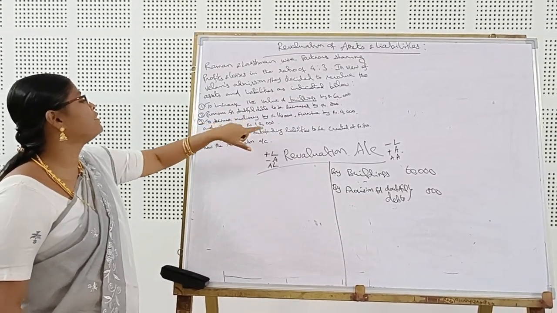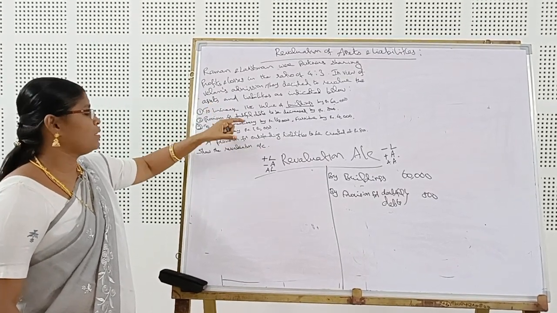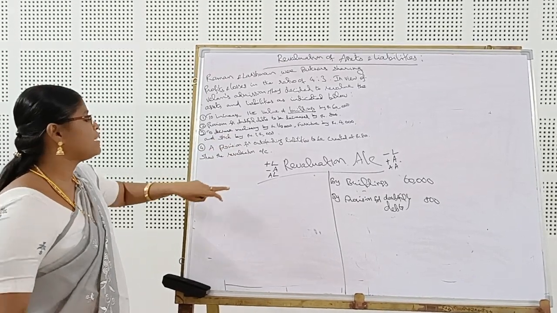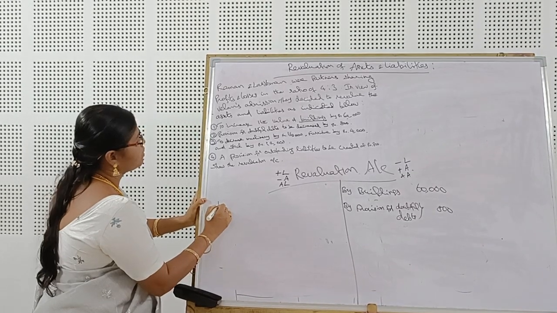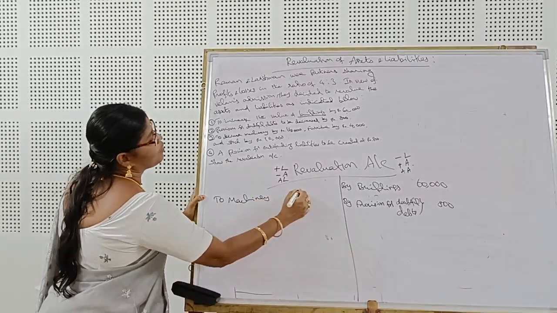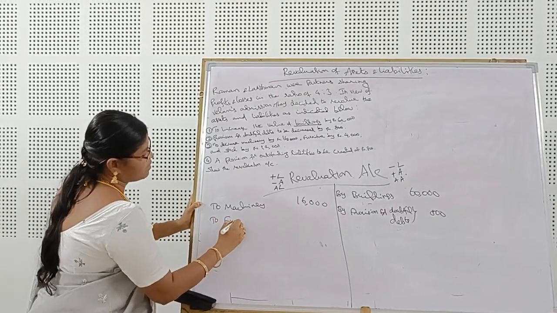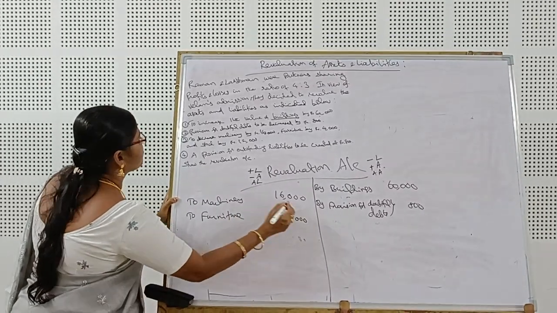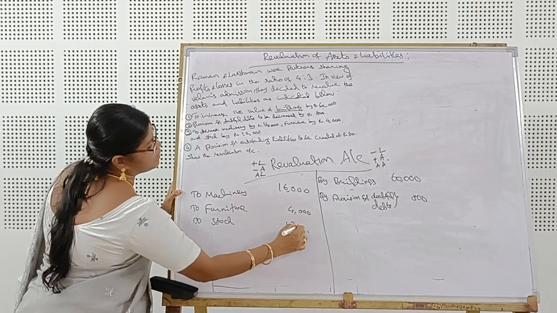The machinery, furniture and stock, three items, are assets of the business. So that value should be decreased. Decrease in the value of asset comes under the debit side of the revaluation account. That is, to machinery by 16,000, to furniture by 4,000 and to stock 12,000.